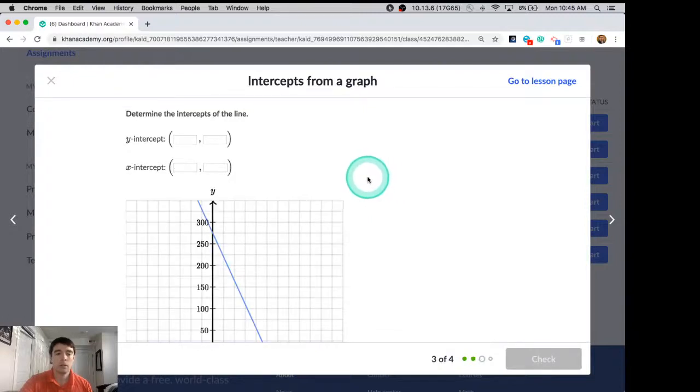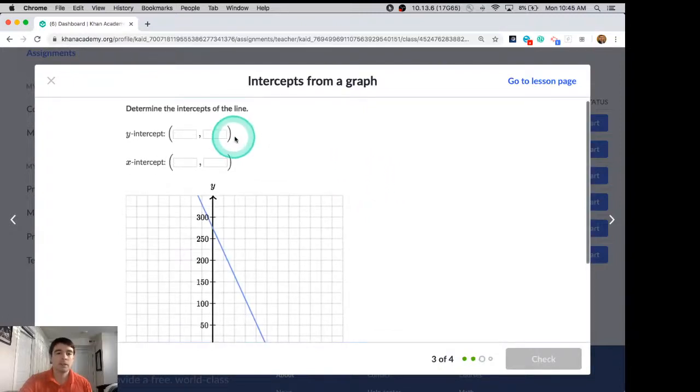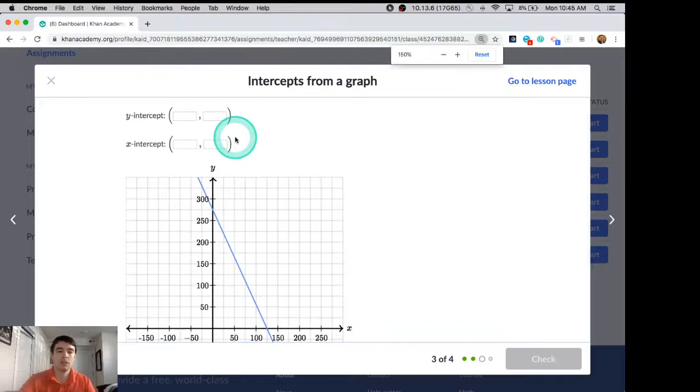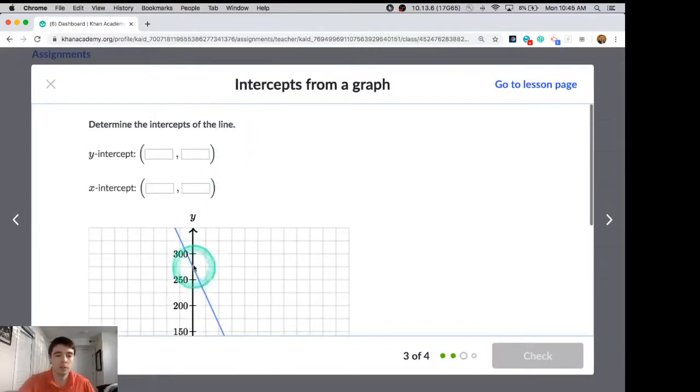We'll look at a couple more. Here they ask us to determine the intercepts of the line, and once again we see on our graph it crosses right here on the y-axis. So this point where my mouse is at right now represents our y-intercept. We see that's right between 250 and 300. Right in the middle of 250 and 300 is going to be 275. Again, if this is the y-intercept, that's our y value of 275. And we're still in the middle of the graph, so the x value is 0.